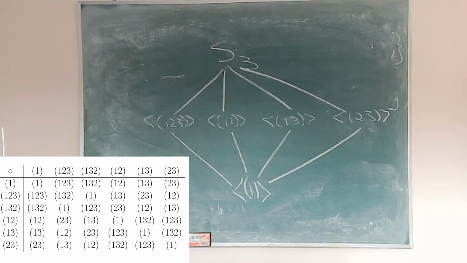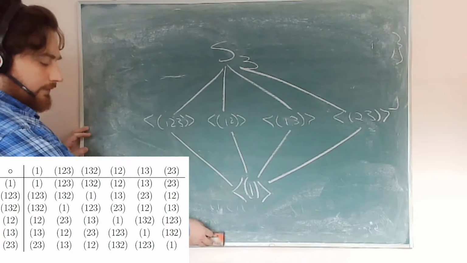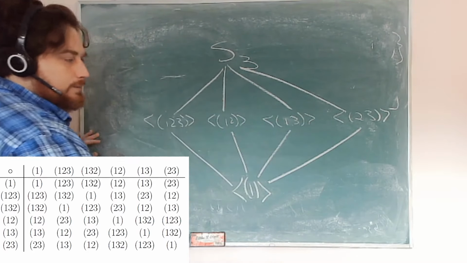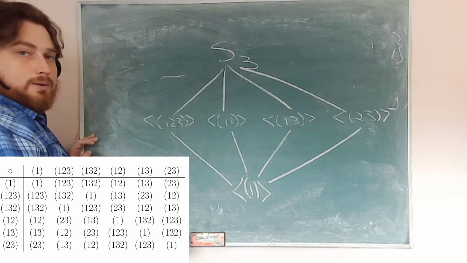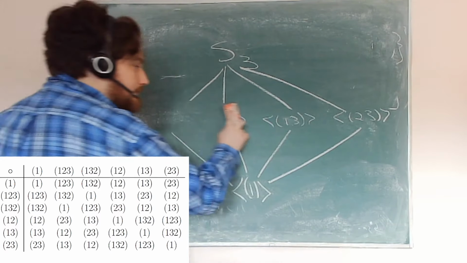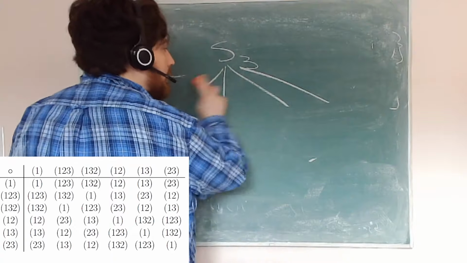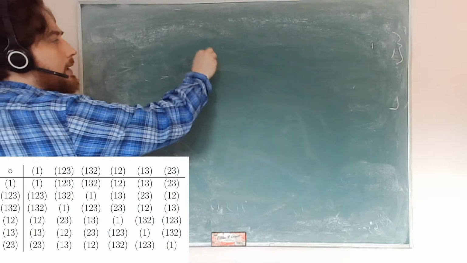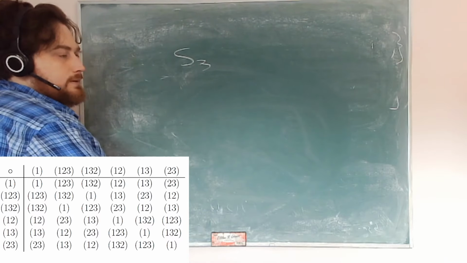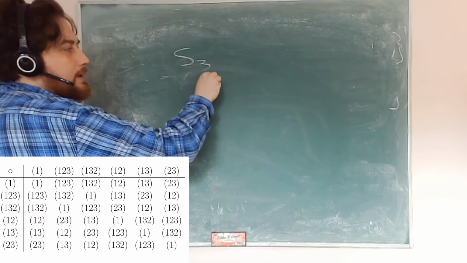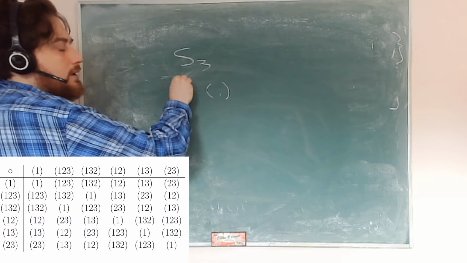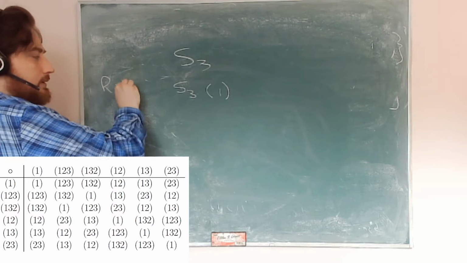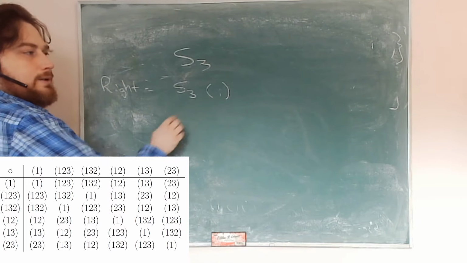So I have to do that for each of these groups. So 1, 2, 3, 4, 5, 6 groups. I have to go through and find the left and right cosets for each of those. So the right coset would be, I'm going to start with S3 because that's an easy one. So let's take some element in S3, and I would say, okay, 1. What is S3, 1? And this would be a right coset because my element's on the right.